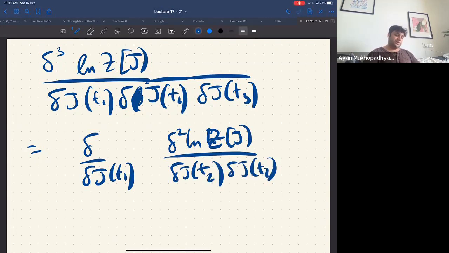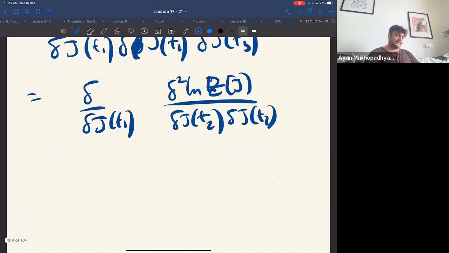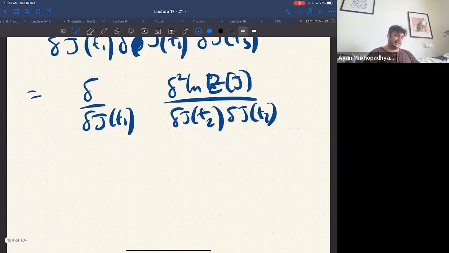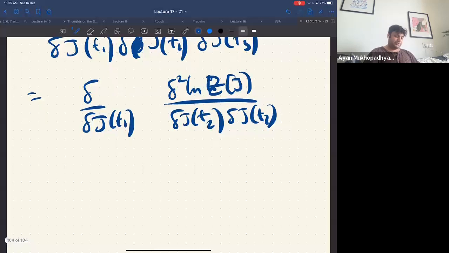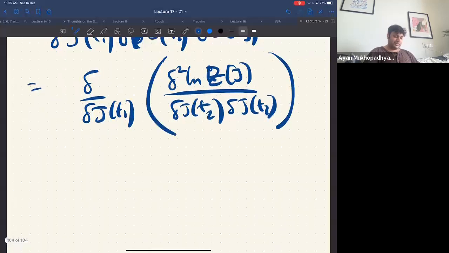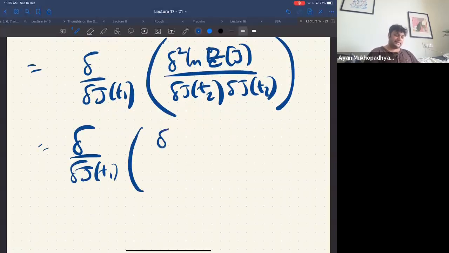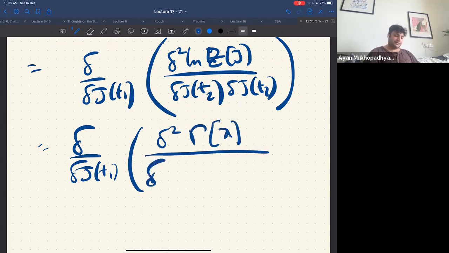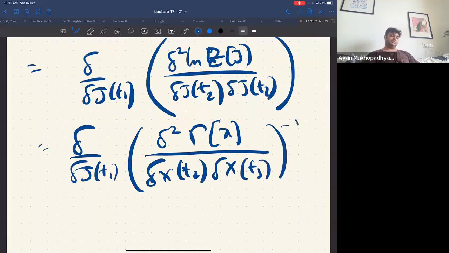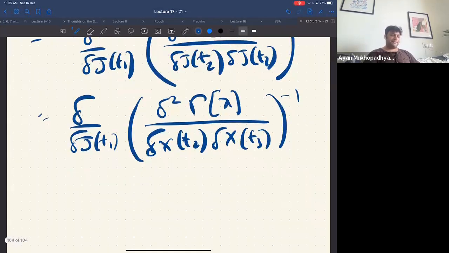But what I want to do now is to bring in, so this is simply a way of rewriting, but in the next step, I'm going to take into account this is delta gamma, delta x(t2), delta x(t3), and the inverse of that. All right. So let's call this matrix some M, right?